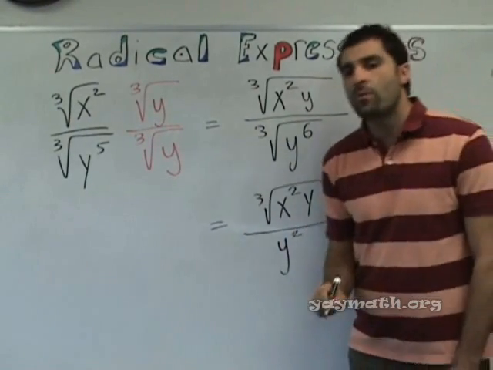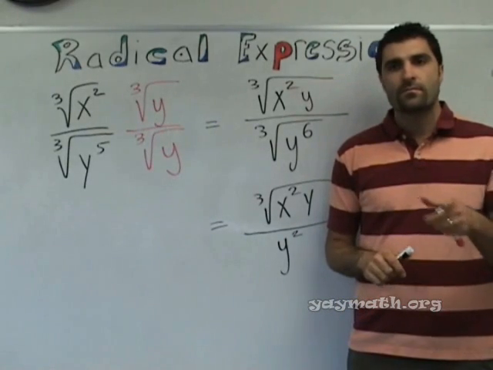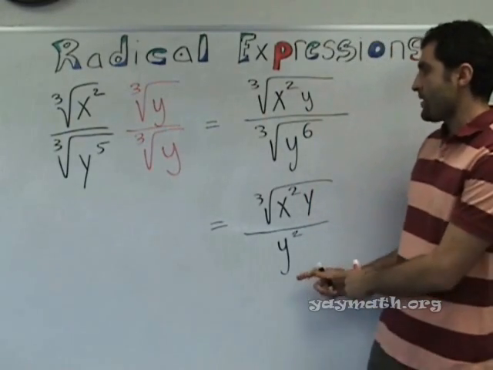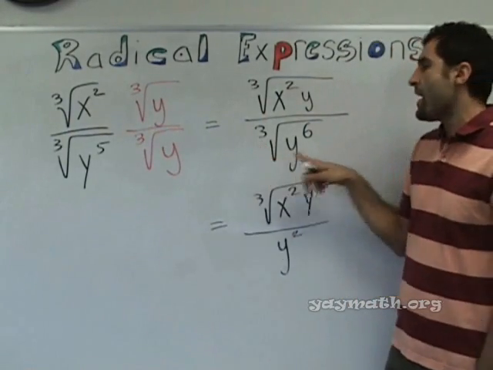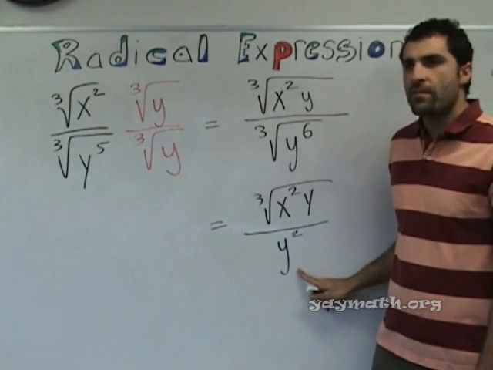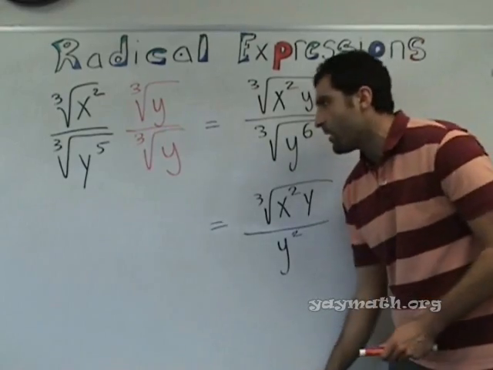Who can define in their own words what cube root means? What times itself 3 times? So I'll ask the question: what times itself 3 times is y to the 6? Y squared times itself 3 times is y to the 6. Well done. Okay, so let's keep going.